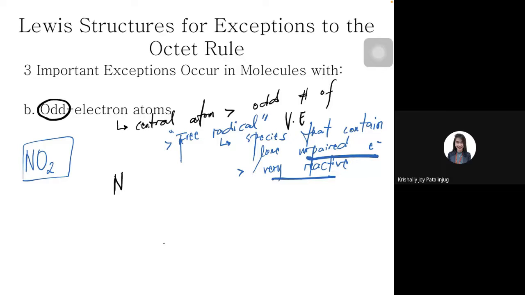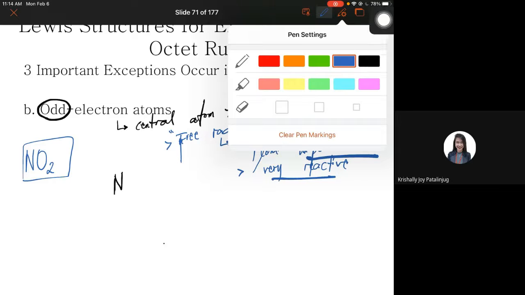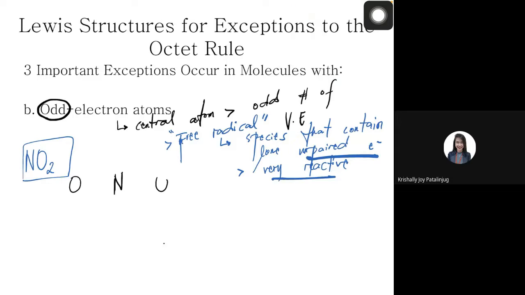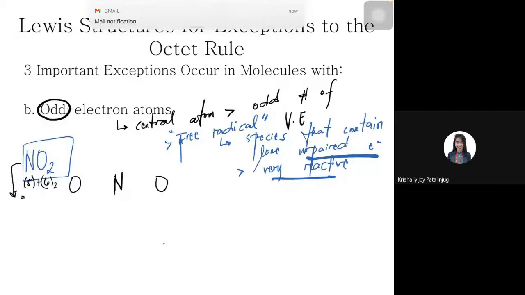So we have nitrogen dioxide. When we draw its Lewis structure, nitrogen will be the central atom and two oxygens are surrounding. You tell me what's the total valence electron. 5 plus 6 times 2, total. Okay, the total is an odd number, 17 electrons.